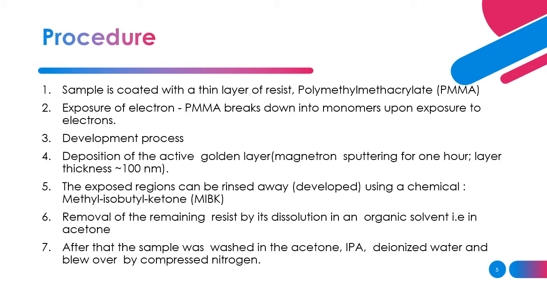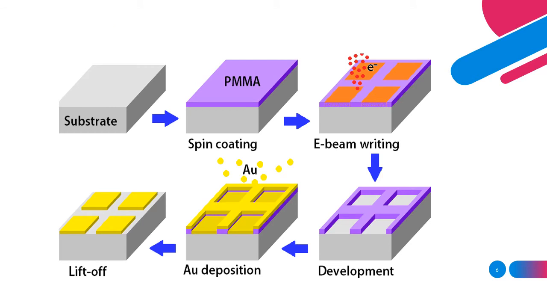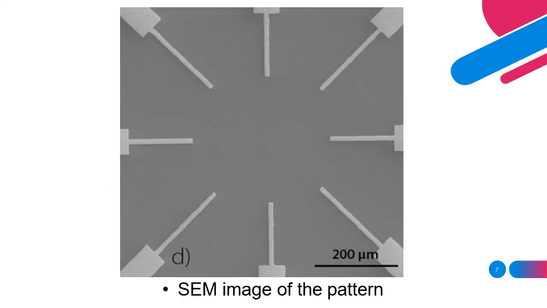The removal of the remaining resist is by dissolution in an organic solvent, for example acetone. After that, the sample is washed in acetone, IPA, deionized water, and blown dry by compressed nitrogen. That's the summary of the procedure. This is the illustration of the process for you to understand better. This shows an example of the E-beam pattern after the process finishes. You can see the shape is very sharp and very accurate.